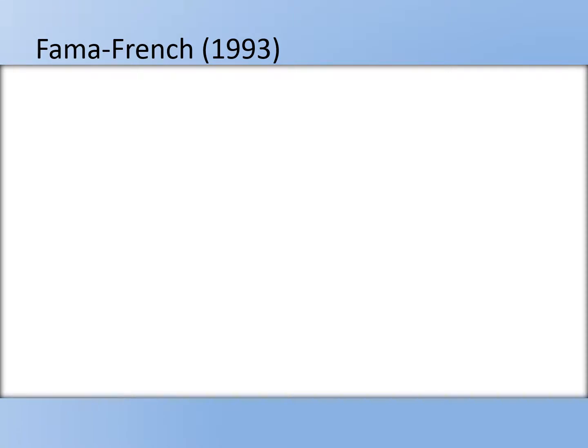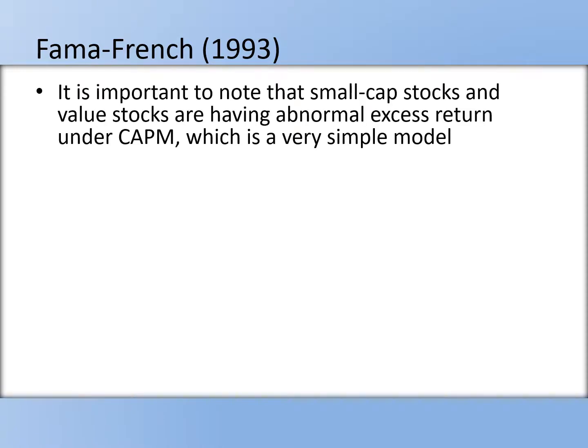So after Fama-French 1992 comes Fama-French 1993, which is probably the most important empirical finance paper in that period of time. This is the paper that proposed the Fama-French three-factor model, which is the baseline for any empirical finance research since then.